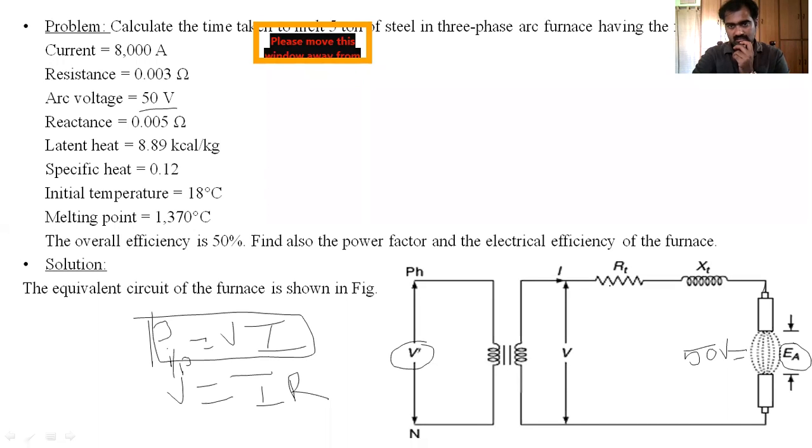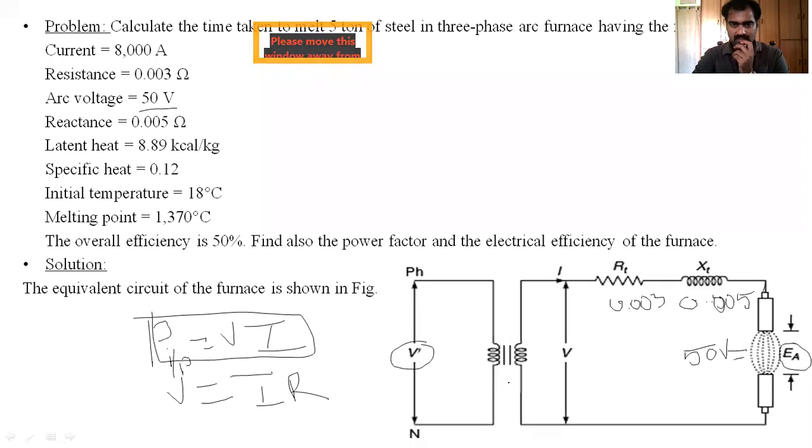The resistance R and the reactance values are 0.003 and 0.005. So in the main exam also, you have to represent it like this, so that it is very clear and you will get good marks. It is not difficult. Just by drawing this equivalent circuit from the given data, you can easily place the values of the elements in this circuit.